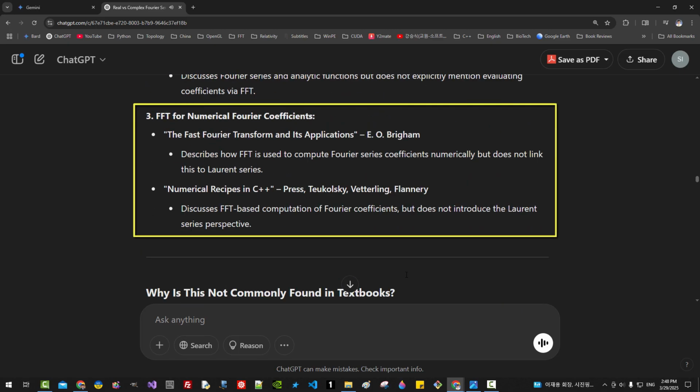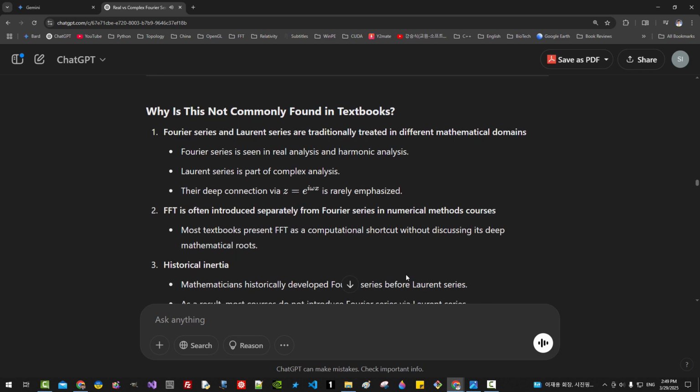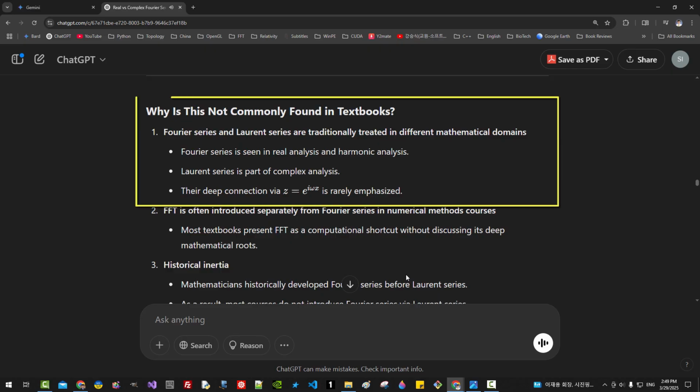3. FFT for numerical Fourier coefficients. The Fast Fourier Transform and Its Applications, Brigham, describes how FFT is used to compute Fourier series coefficients numerically, but does not link this to Laurent series. Numerical Recipes in C++, Press, Teukolsky, Vetterling, Flannery, discusses FFT-based computation of Fourier coefficients, but does not introduce the Laurent series perspective. Why is this not commonly found in textbooks?